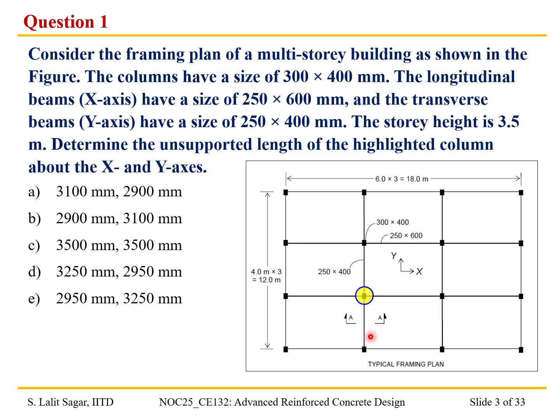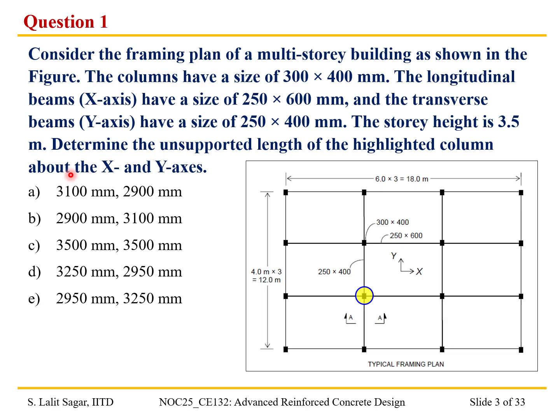by 400 millimeter. That is running along the y-axis of this framing plan. And then the story height is 3.5 meter. So the question is to determine the unsupported length of the highlighted column about the x-axis and the y-axis. Okay. So the question is determine the unsupported length of the highlighted column, that is highlighted by this yellow circle over here. What is the unsupported length of the highlighted column about the x-axis and the y-axis?